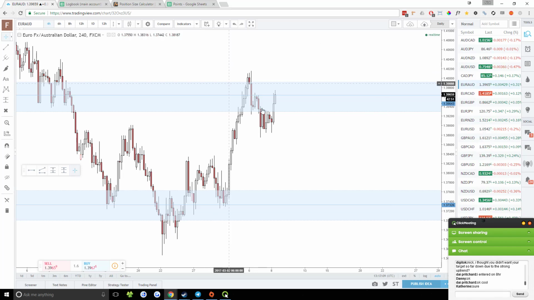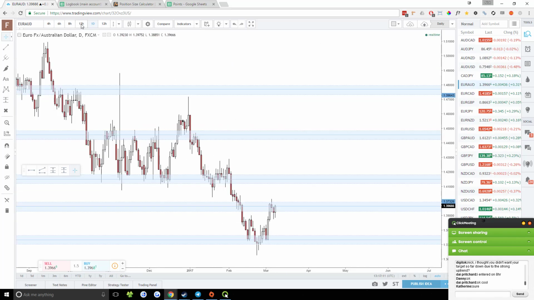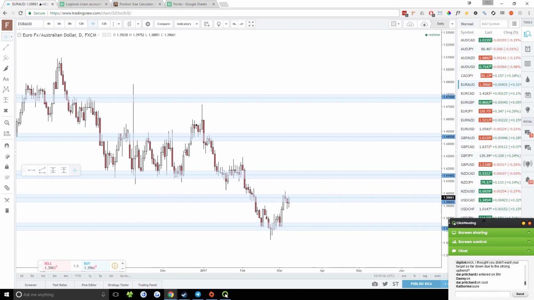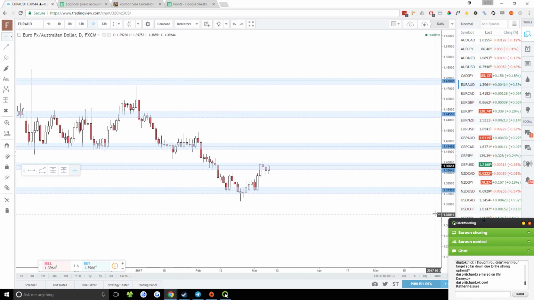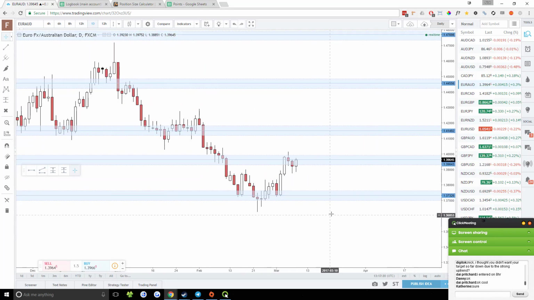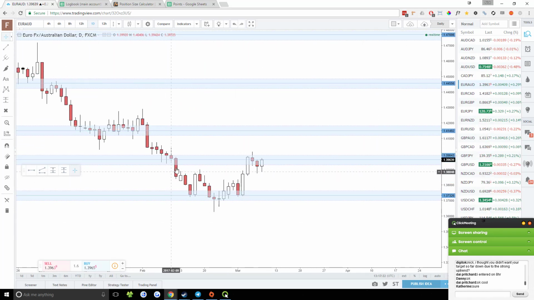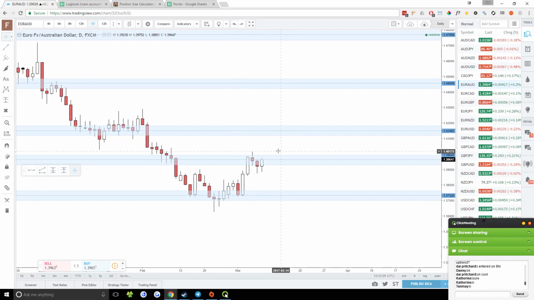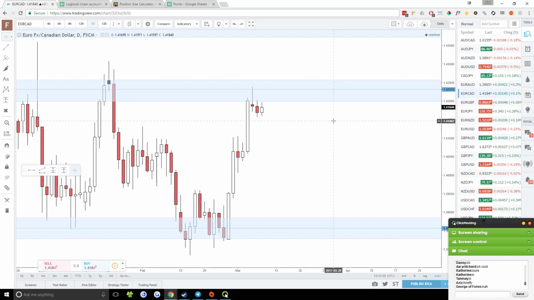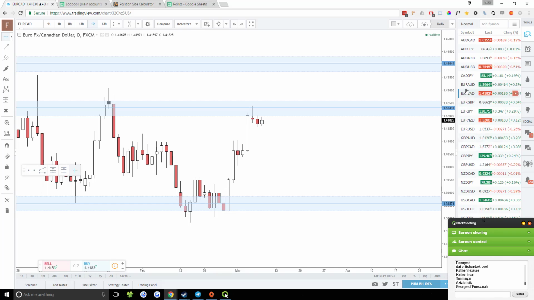Euro AUD pushing up to resistance. Again, pushing back up to resistance. Anyone still short on this? Was anyone short on this? It didn't have a good risk to reward ratio. Alright, good work. Tempting trade. Euro CAD has something similar.